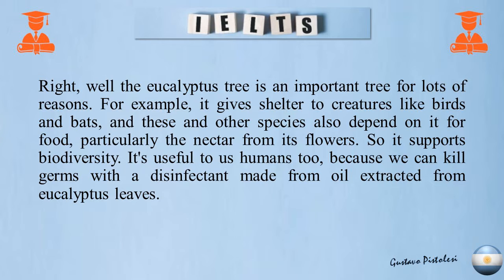Right, well, the eucalyptus tree is an important tree for lots of reasons. For example, it gives shelter to creatures like birds and bats. And these and other species also depend on it for food, particularly the nectar from its flowers. So it supports biodiversity. It's useful to us humans too, because we can kill germs with a disinfectant made from oil extracted from eucalyptus leaves.